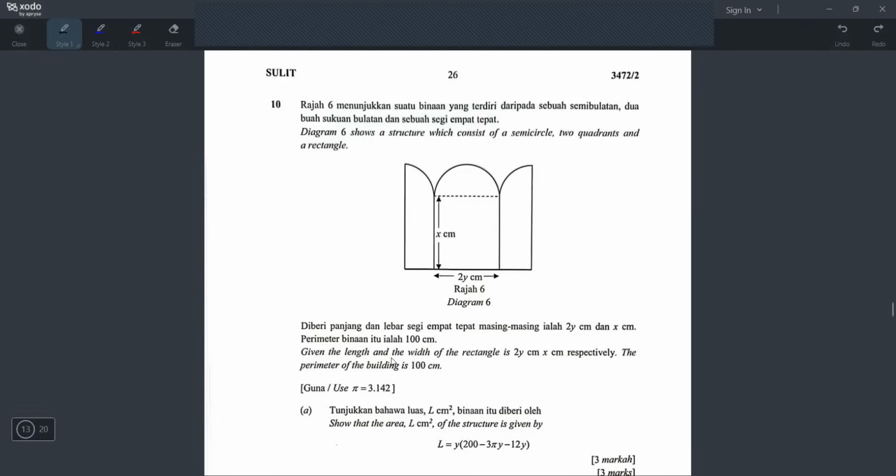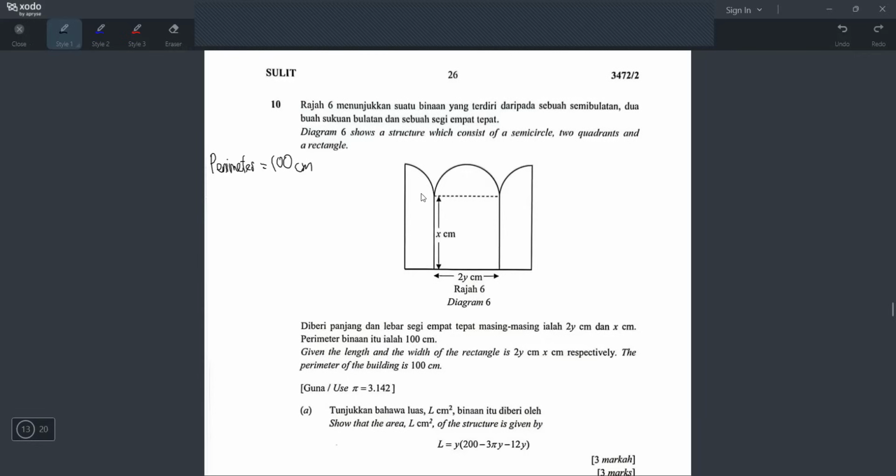So they say given the length and the width of the rectangle is 2y cm and x cm. So the length of the rectangle is 2y, okay, the width is x cm. The perimeter of the building is 100 cm. So perimeter equals 100 cm. So I assume it's talking about this whole length being 100, right?